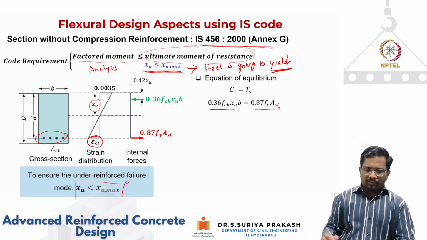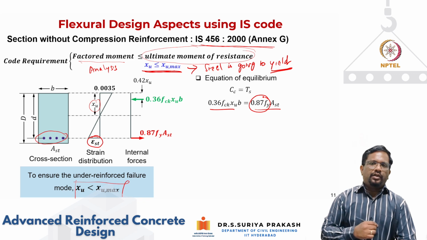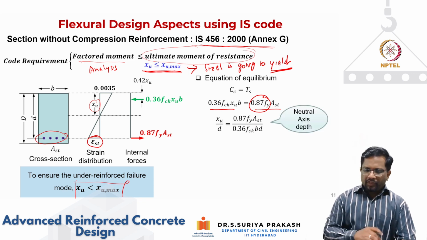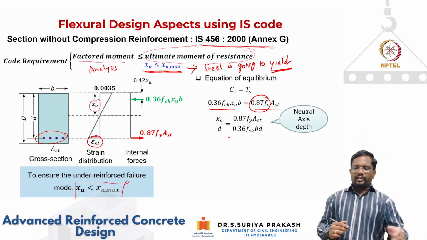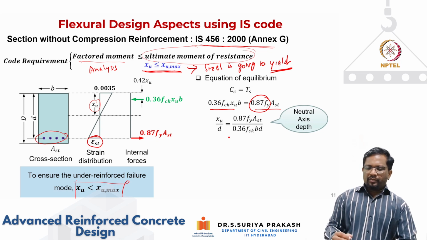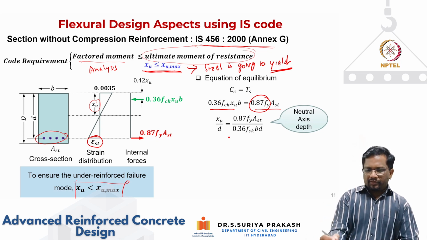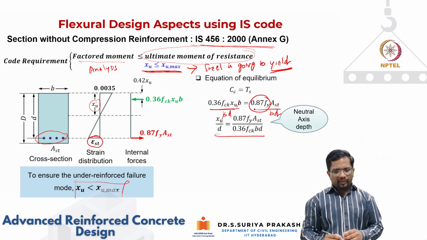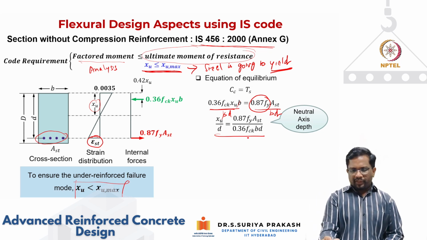So if you substitute your equations of equilibrium, again you get 0.36 fck xu b equal to 0.87 fy Ast, because this has to be achieved when concrete is reaching its failure strain of 0.0035. Then you can find an expression for the neutral axis depth. I'm just simplifying this in terms of d. Basically, what we can do is divide everything by bd, so b will get cancelled. Then you can find the expression for xu by d as 0.87 fy Ast by bd divided by 0.36 fck. This is your expression for your neutral axis depth.